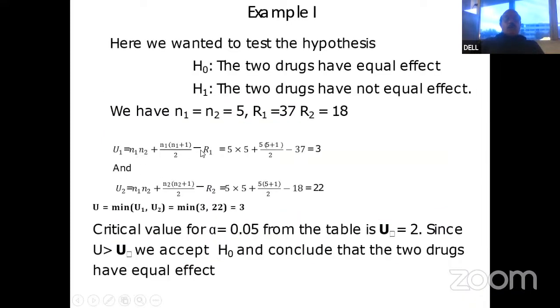So we have to calculate U1 and U2 based on this formula. Take the minimum of U1 and U2, whatever totals you got. So that value is 3. So I compare with the table value from the Mann-Whitney U test table. For the samples, the table value is 2. So you are getting 3.